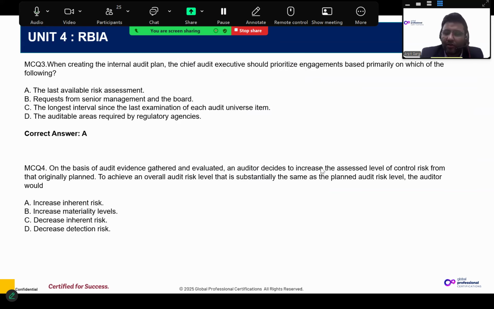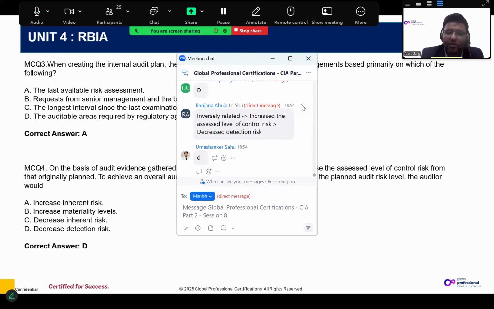Here we are talking about if the risk level is increasing, like the assessed level of control risk is increasing, what will be the impact on the overall audit risk level? It will decrease the detection risk because of the inverse relationship. Is that clear, Sachin, for you also? Yes or no, Sachin? Is that clear for you?